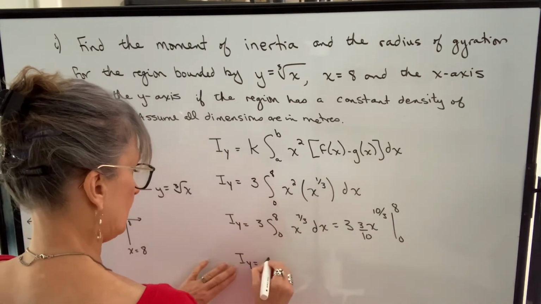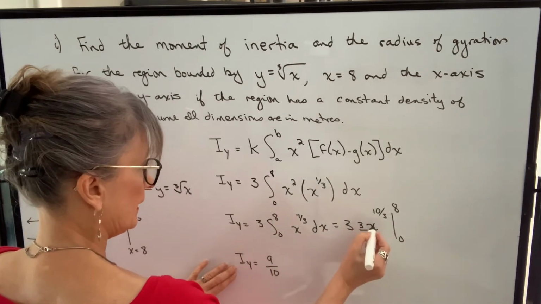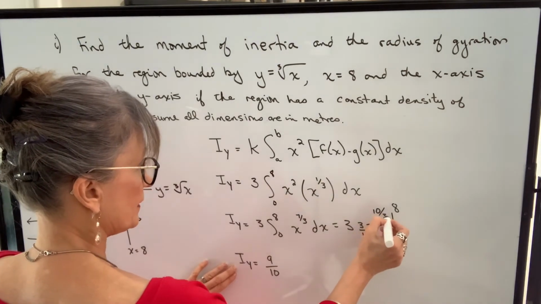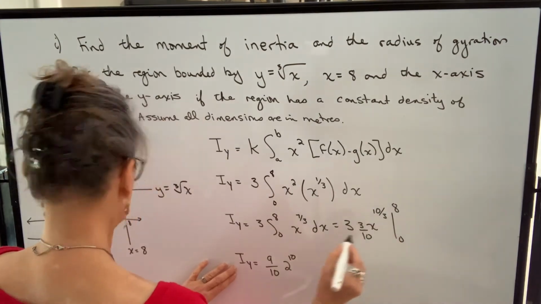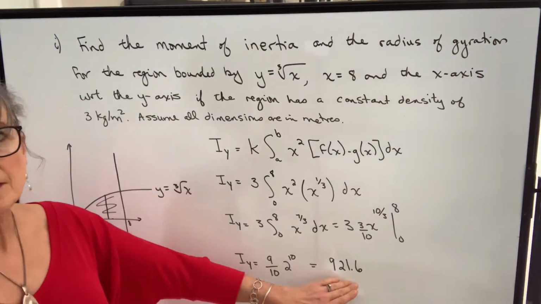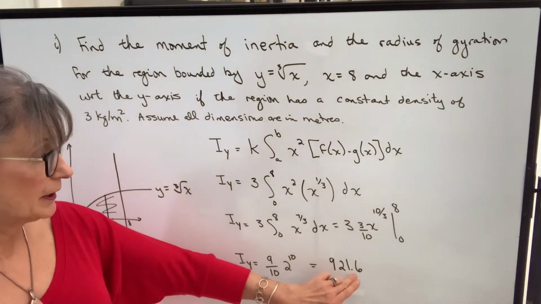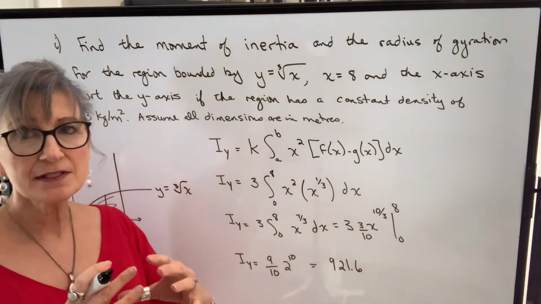And that's going to be 9/10. 8 to the 10/3, cube root of 8 is 2, so 2 to the 10th minus 0. I'm going to write that as a decimal. It's 921.6, and this is important.